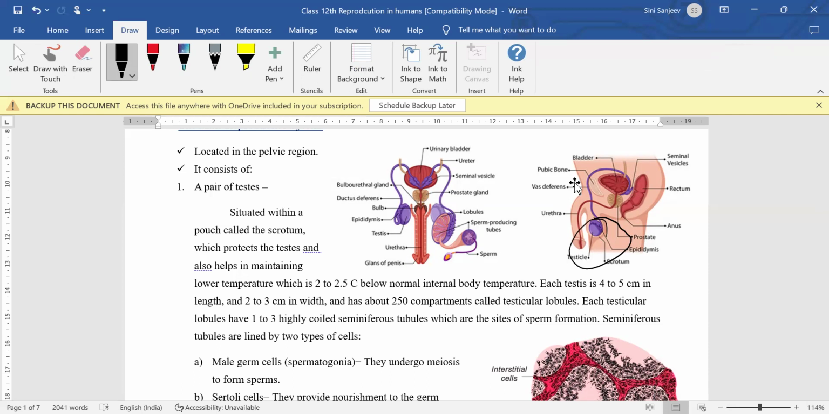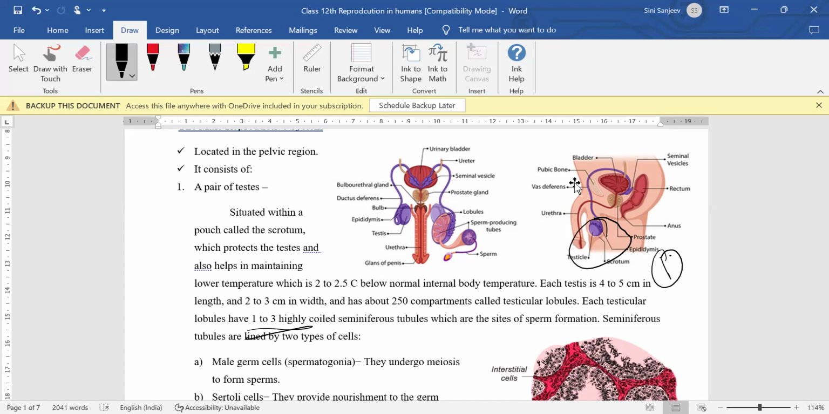Out of which the seminiferous tubules will be present where? Inside this testis. Fine. So they are called seminiferous tubules. If I take one testicular lobule, how many seminiferous tubules will be present? 1 to 3. Highly coiled they will be, so that they can fit into that particular testis. Now what is the use of the seminiferous tubule? These are the major sites where the sperm is going to be formed. So which part of the male body produces the sperm? It's the seminiferous tubules present inside the testis.